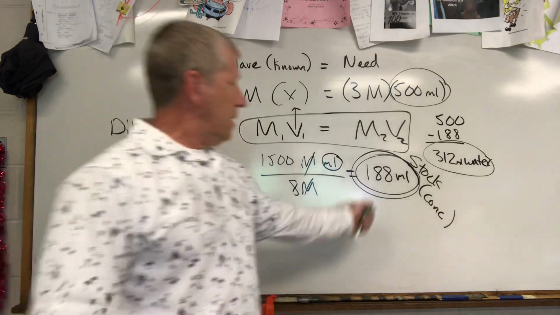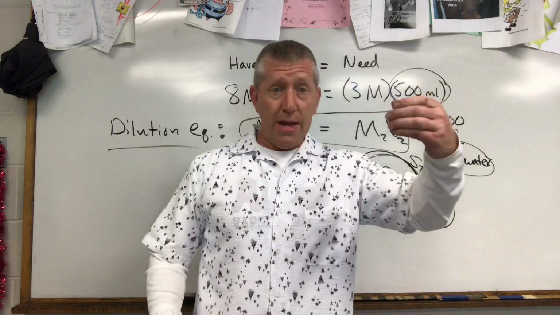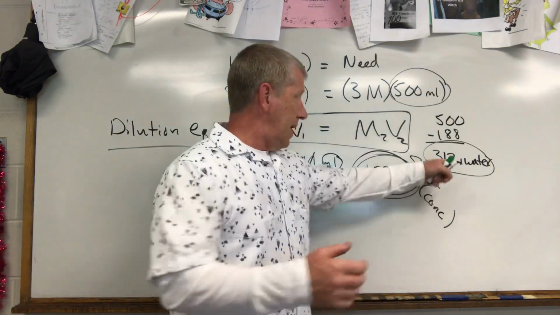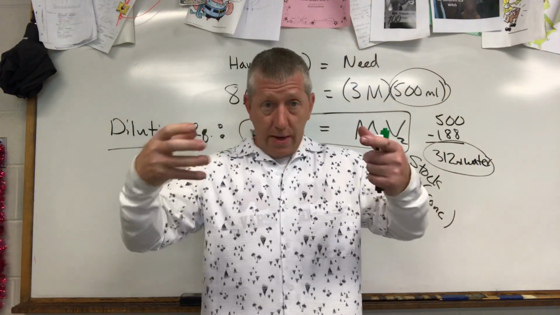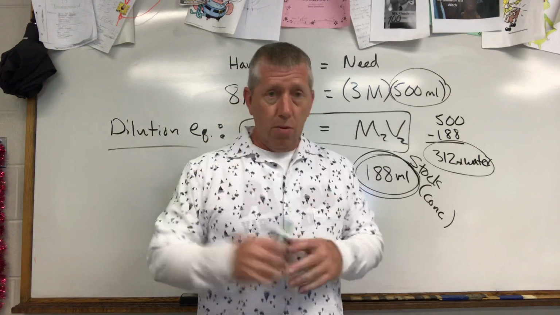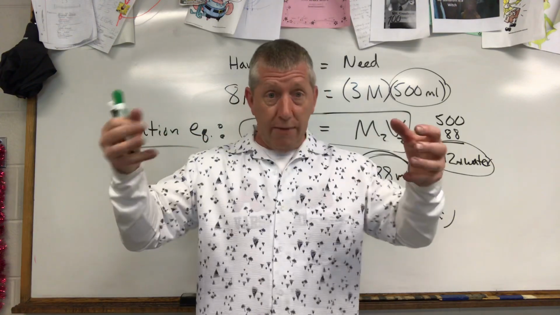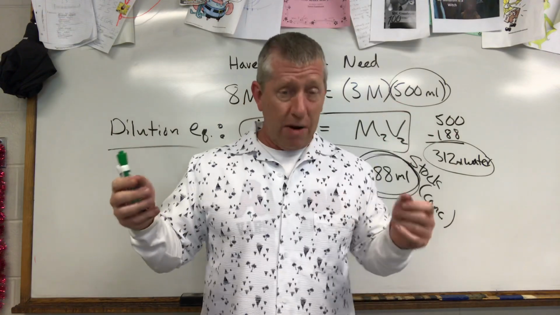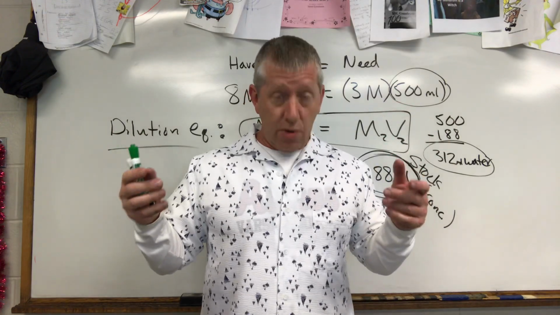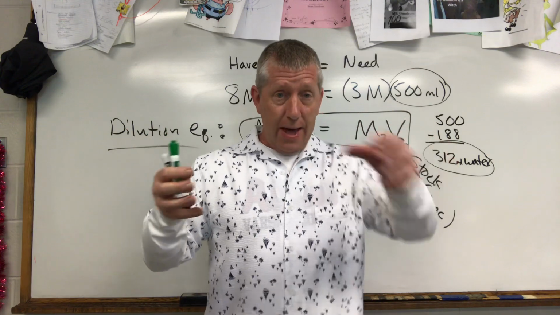So I'll take my concentrated solution, my 188, I'll measure out in this other graduated cylinder or volumetric flask. I'll take that and I'll add my pure water to that. I'll have 312 milliliters of the water. I got my 2, and I'm going to mix them. Now, if it's an acid, you'd have to be careful. If it's an acid, you have to add acid to water. I take the 188 and add it to the water.